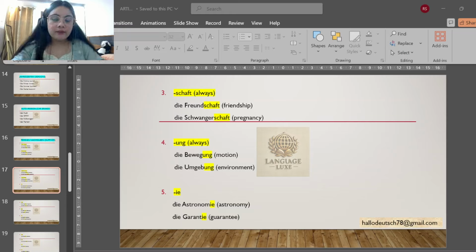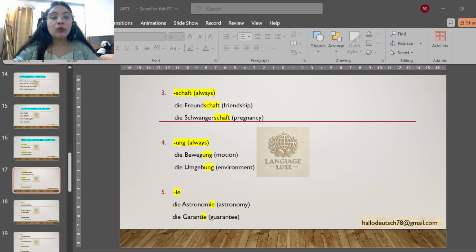Then comes ung. Ung is also a suffix and it is always feminine. Die Bewegung. Bewegung is motion. So it is feminine. Die Umgebung. Umgebung, that is environment. Ung is coming, which is why they are always feminine in nature. Die Bewegung, die Umgebung. Now comes IE. If that is the suffix, then it is again mostly feminine.